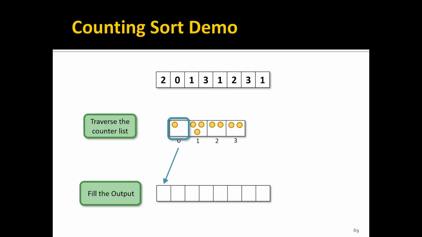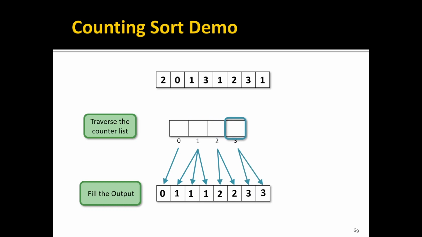So we have 1 zero, so we'll add 1 zero to our output. We have 3 1s, so we'll add 3 1s into our output. We have 2 2s, so we'll add 2 2s to our output. 2 3s, so we'll add 2 3s to our output. And now our list is in sorted order. Just like that.